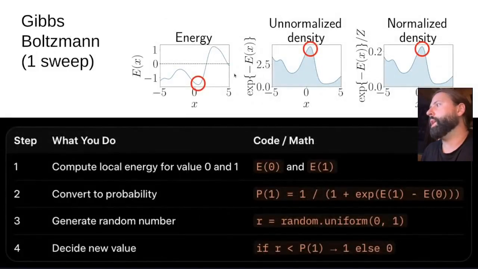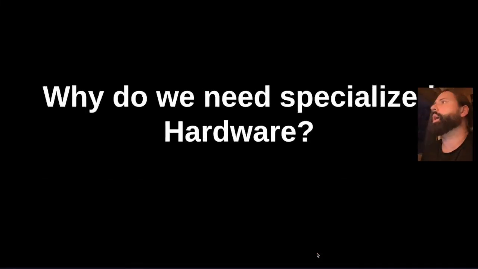And then essentially what you do is you just do this. You compute the energy of the states you want, you convert it into a probability, you generate a random number, and then you do the same thing, you do the sampling, right?